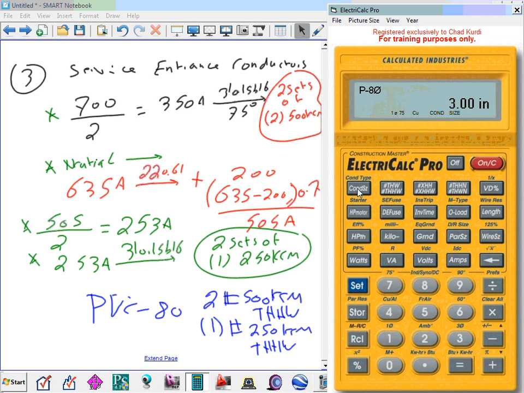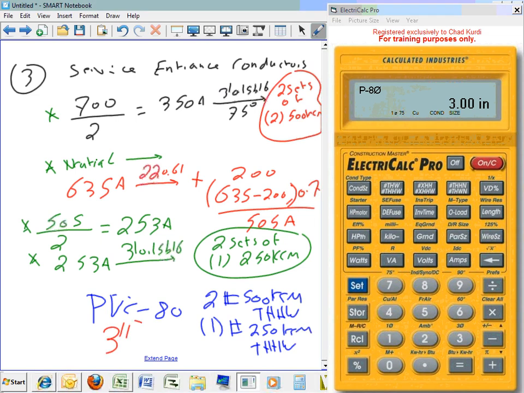Okay, so 3-inch. My conduit here is 3-inch conduit. It comes in handy, and it's really tricky because they're different sizes. If they're all the same size, guys, very easy. You just put the size and then the number, hit the insulation, go hit the conduit.